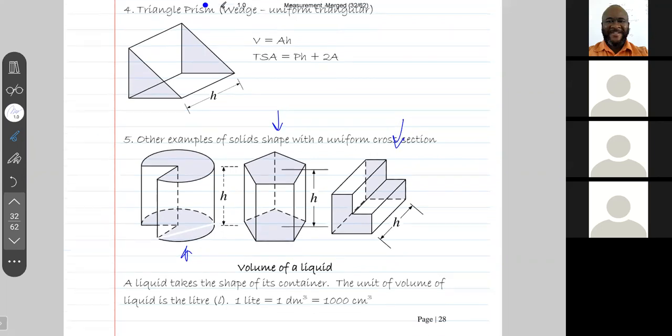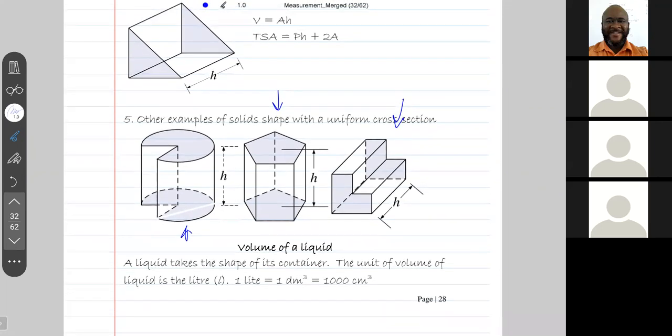All right, the last thing in the introduction is this: volume of a liquid. Now, a liquid takes the shape of its container. This is a fact that is going to come in very important as we progress through the lesson. And guys, the unit of a volume of liquid is the liter, and 1 liter is equal to 1,000 centimeters cubed. This is knowledge that the examiner will want you to have. You'll have to know that before you go into an exam.